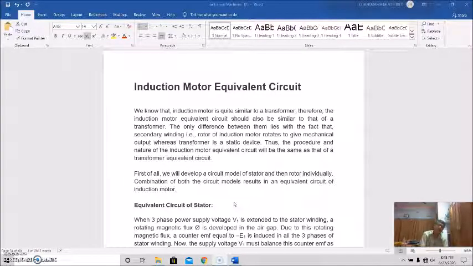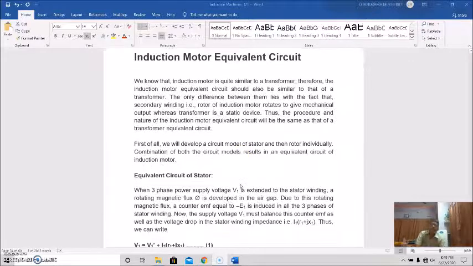The only difference between them lies in the fact that the secondary winding, that is, in the induction motor the rotor, rotates to give mechanical output, whereas a transformer is a static device. That is a very important difference. So the procedure and nature of the induction motor equivalent circuit will be the same as that of a transformer equivalent circuit. To develop the equivalent circuit of the induction motor, first of all we'll develop the circuit model of the stator and then the rotor individually, and after that we'll combine these two models to get the equivalent circuit of the induction motor. So let us start with the equivalent circuit of the stator.